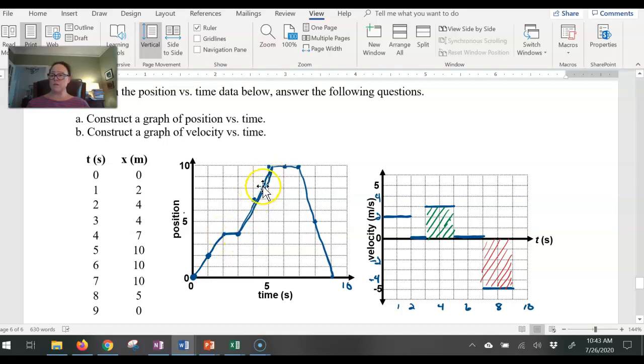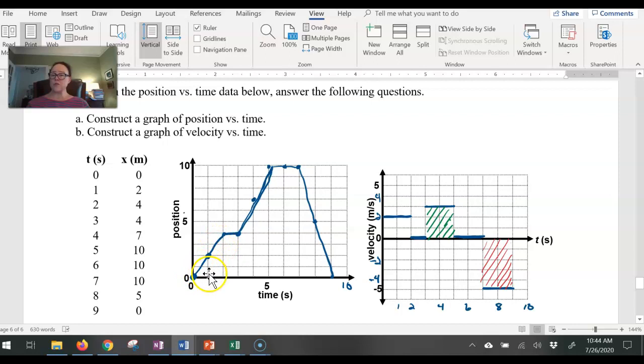It looks like it's going a little faster in the positive direction for 2 seconds. It pauses for 2 seconds, and then it comes at a very fast speed back in the negative direction. Okay. To create the velocity versus time graph, I have to figure out what is the velocity at each time period. So for the first 2 seconds, I need to find the slope.